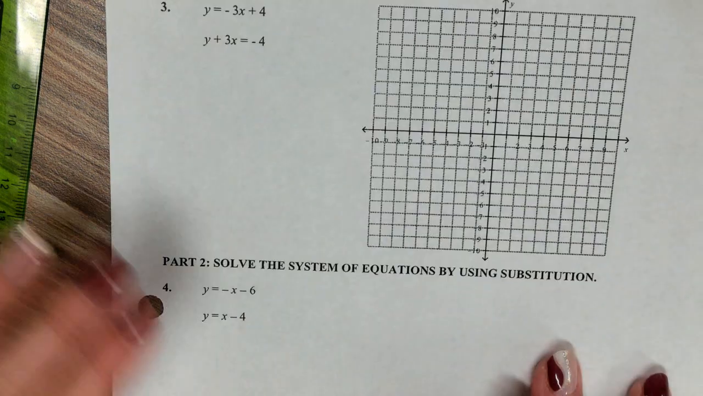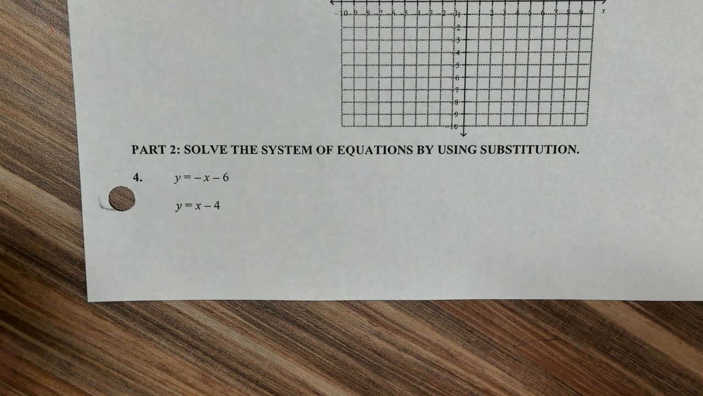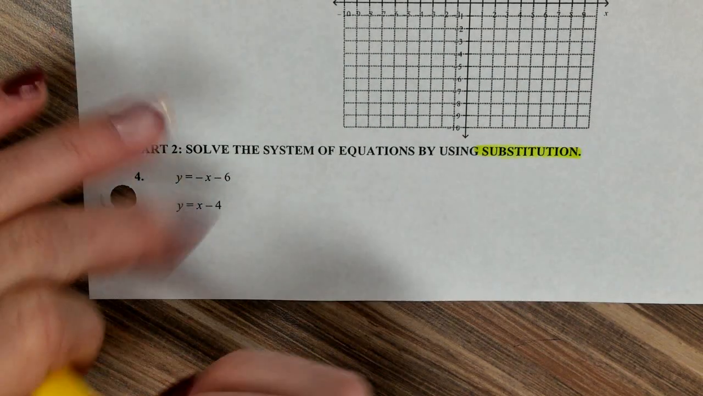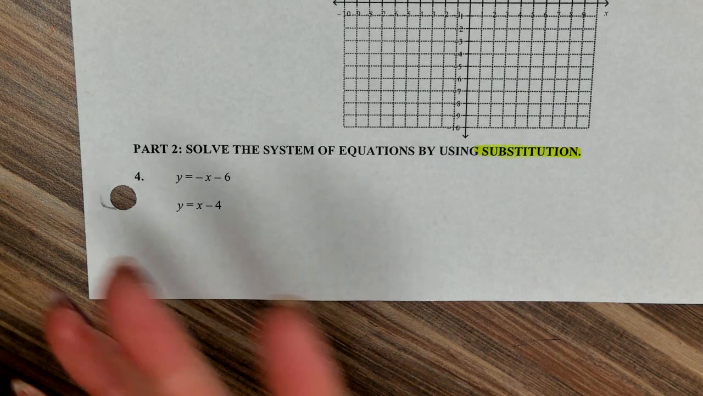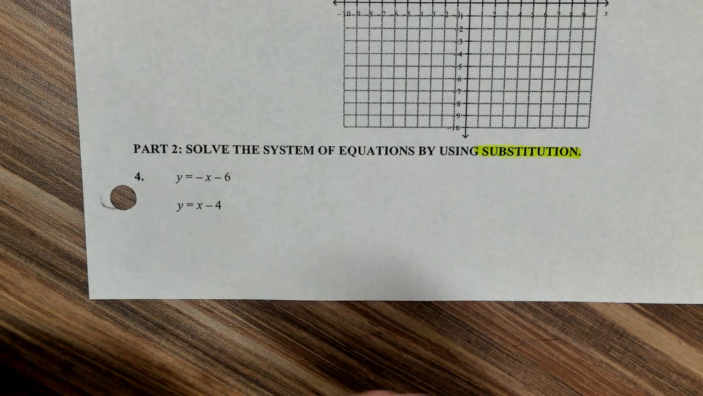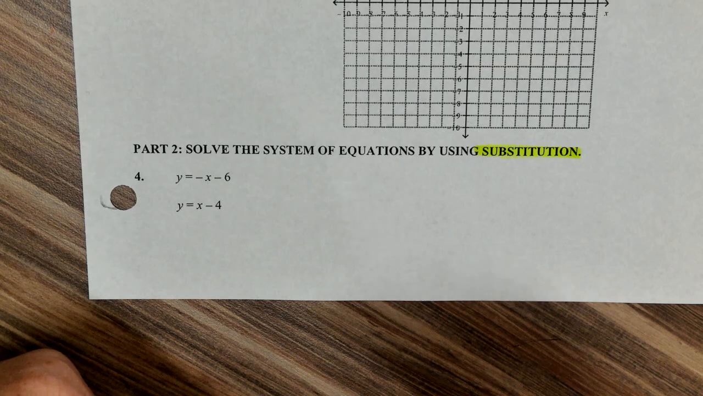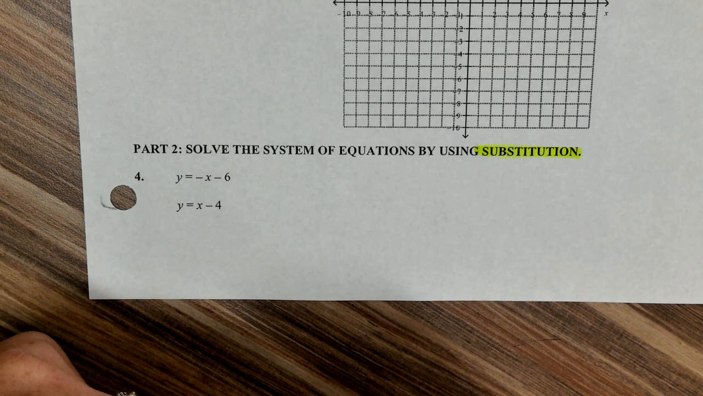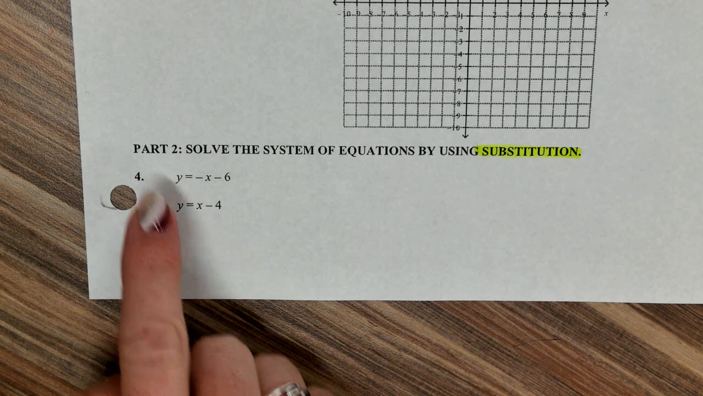Okay, now we're going to go over how to solve a system by substitution. Substitution is exactly how it sounds. The only way substitution will work is if you have an equation where the variable is isolated. Both of these are isolated.